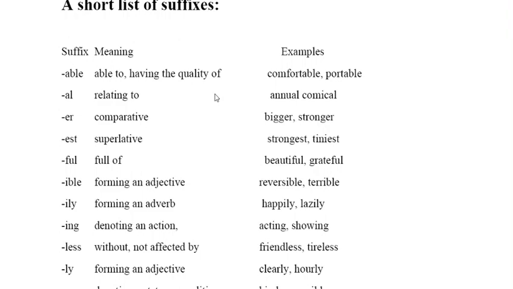There is al, relating to, meaning connected: annual, comical, this much. Then er, it becomes comparative, like stronger. Then est, it becomes superlative, like strongest, tiniest. There is ful, full of, like beautiful, grateful. Ible, forming an adjective: reversible, terrible.